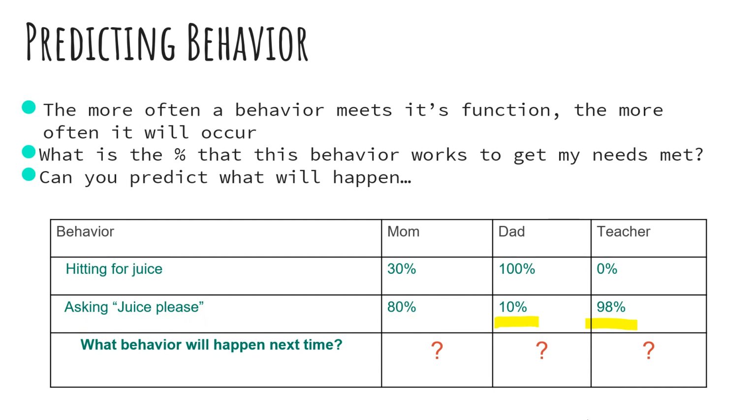So looking at these numbers, you can predict what's going to happen next time. So tomorrow, when our client's thirsty, what is he going to do? With mom, he's more likely to ask appropriately because that behavior works better for him than hitting. If dad's in the room, he's more likely to hit for juice. That behavior is more effective for him. With the teacher, same thing as mom. More effective to ask for juice appropriately. You just predicted behavior by looking at the function of behavior and how often its need is getting met.